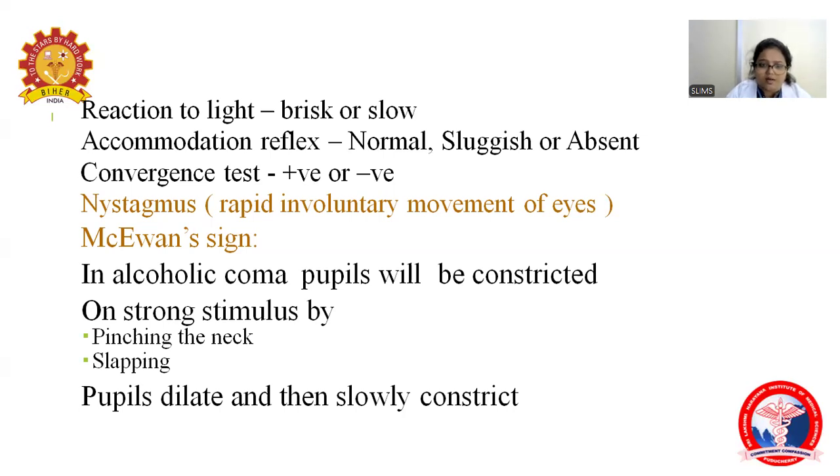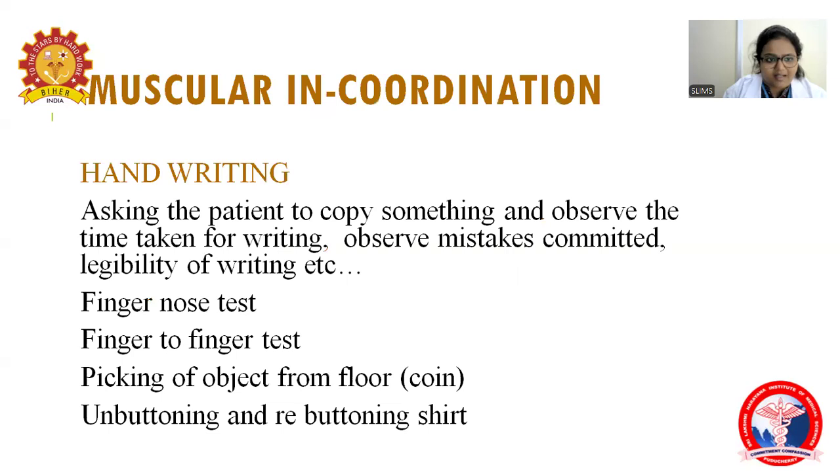So, in alcoholic coma, the pupil will be totally constricted. On a strong pain stimulus by pinching or slapping, the pupils dilate immediately and then slowly constrict. This is called the McEwen sign, which is seen mainly in alcoholics. The constricted pupils on painful stimulus get dilated and then slowly constrict from the dilated state, which is called a McEwen sign. And then we have to test for muscular incoordination.